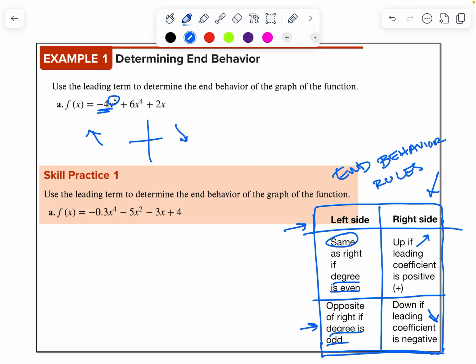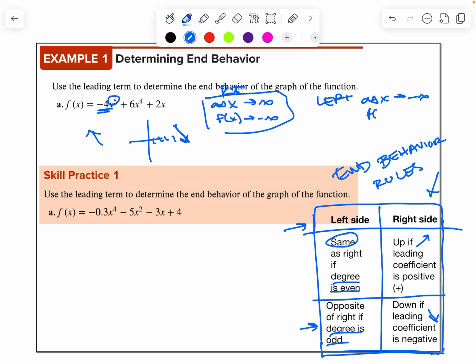We could write this in the same notation that we had earlier. So as x approaches positive infinity, that means we're going to the right, y, or f of x, approaches negative infinity. The right side is going down. That's all this is saying, the right side is going down. The left, as x approaches negative infinity, that means we're headed to the left, f of x, or y, is going up, so it's approaching positive infinity.